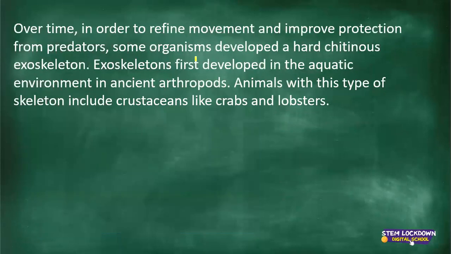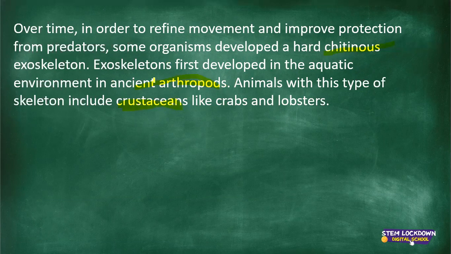Over time, in order to refine movement and improve protection from predators, some organisms developed hard, chitinous exoskeletons, first developed in the aquatic environment in ancient arthropods. You remember arthropods, right? Animals with this type of skeleton include crustaceans. You know crustaceans include crabs, lobsters, prawns, those ones with the hard shell. Those ones are the crustaceans over here.